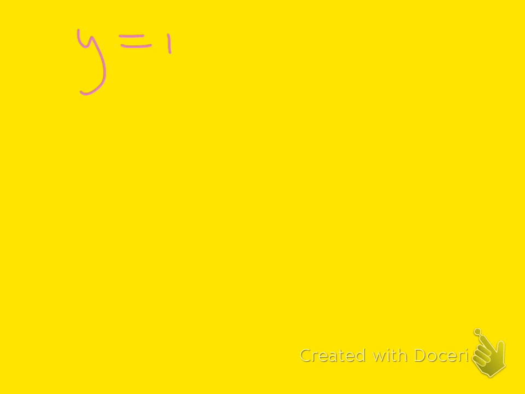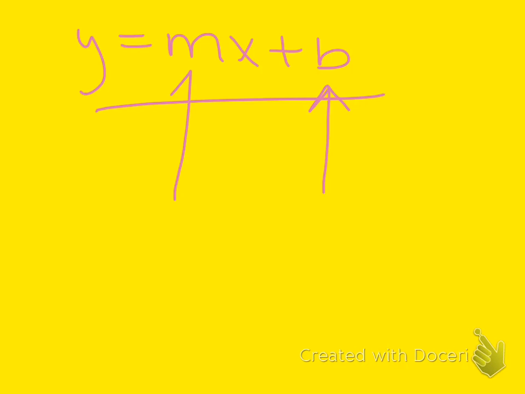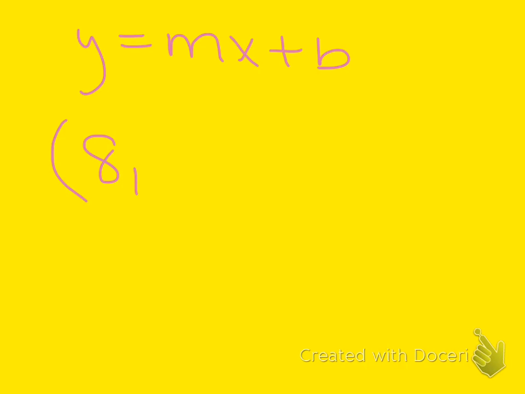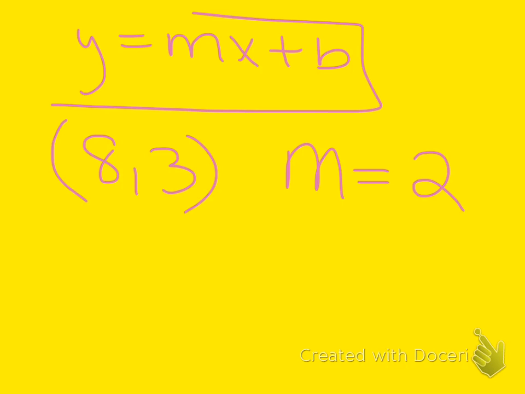tell you that the equation is going to be a linear equation. So y equals mx plus b, b being the y-intercept, and m being the slope, is what we're going to use. But they're not going to give you a graph, and they're going to say, I have some line that has the point 8, 3. It crosses through 8, 3, and it has a slope of 2. What is the equation?